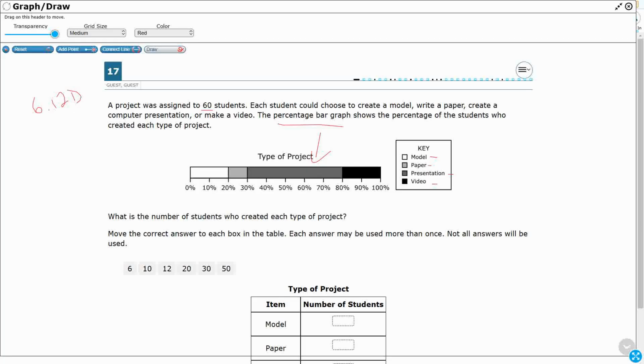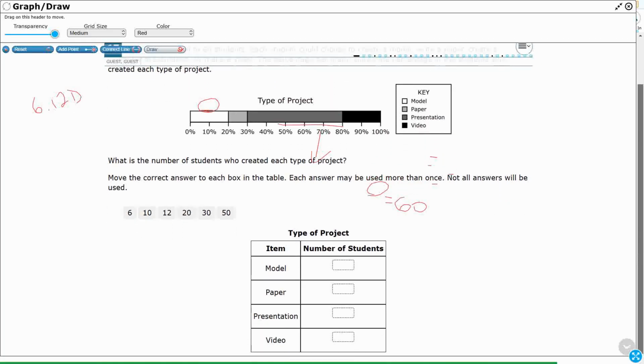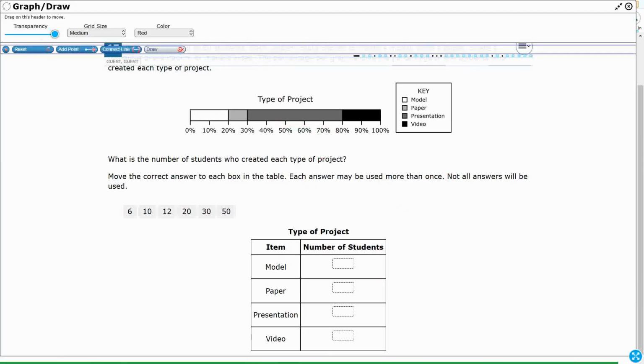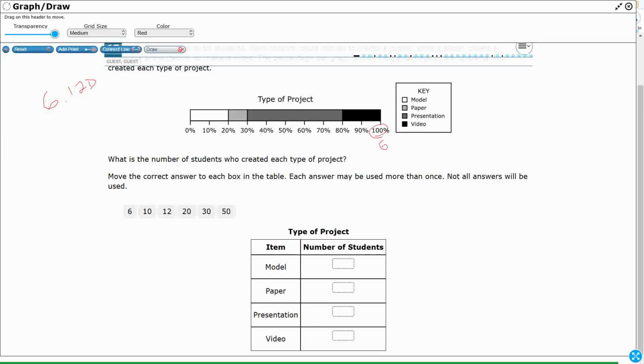Well, here's the problem. 100% equals how many students? 60 students. That's the trick with these percentage bar graphs. What does 100% equal? There are only 60 students. So whatever I do down here below, and let me go ahead and just scroll that down. I'll just go ahead and clear this off. And I'll start again here. Since I've got that 6.12D is our standard and 60 is the total. So what that means is we need to break this up into sets of 60.